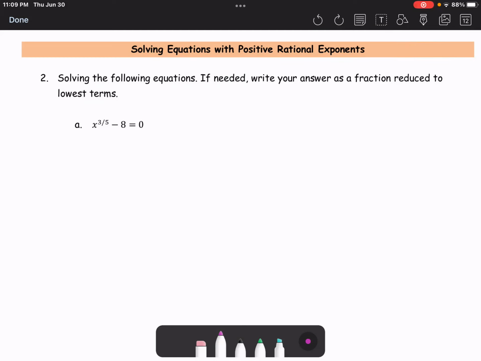In this part, we are going to solve the equation with positive rational exponent. We call the positive rational exponent in the form that the quantity raised to the power m divided by n. It means the quantity in the nth root raised to the power m, or the nth root of this quantity, the whole thing raised to the power m.